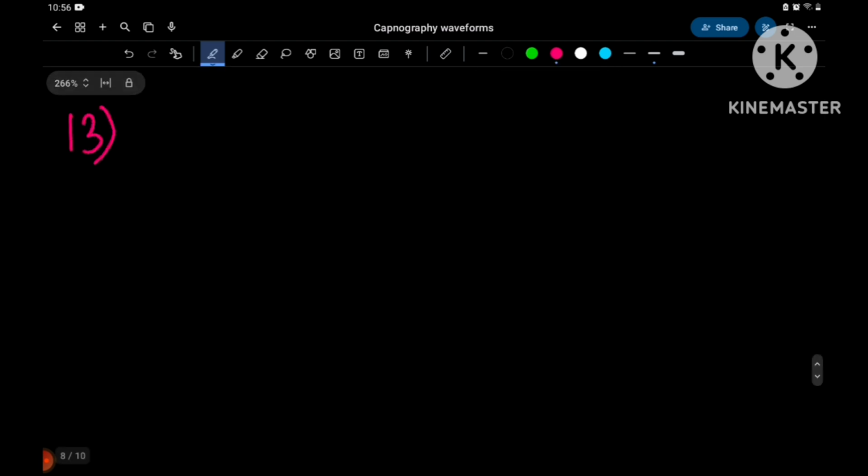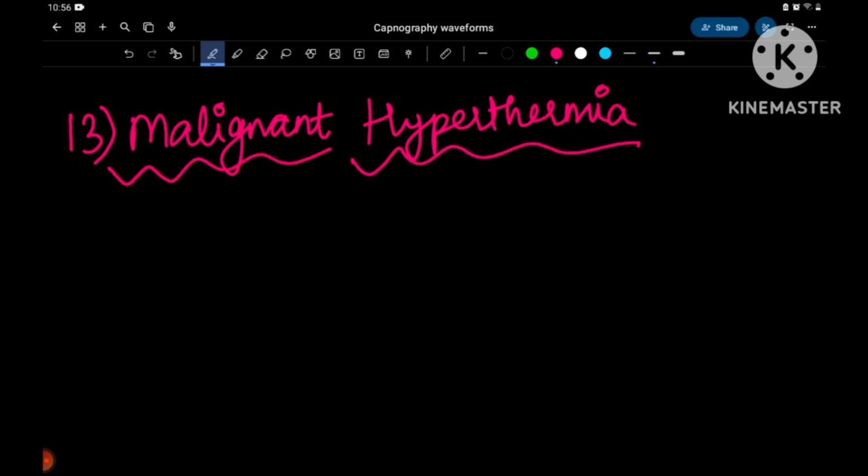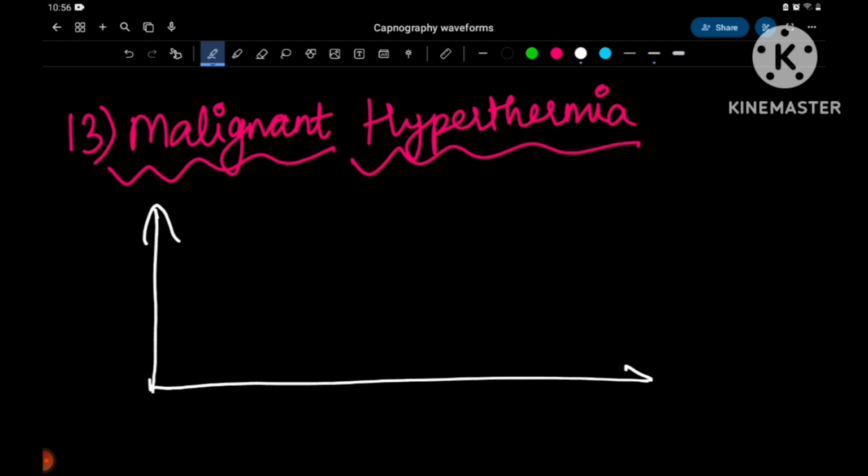The 13th waveform is malignant hyperthermia. We know about malignant hyperthermia, right? It has a ryanodine receptor dysfunction. There is a lot we have to discuss about it, but in capnography, end-tidal carbon dioxide is used to diagnose this malignant hyperthermia. We saw the advantages and discussed that.